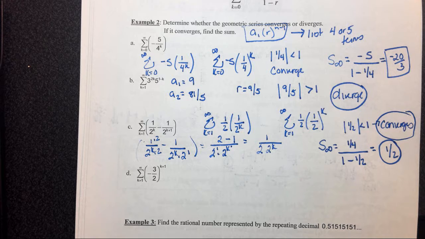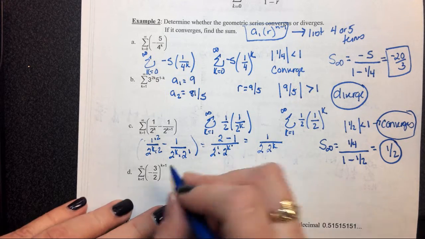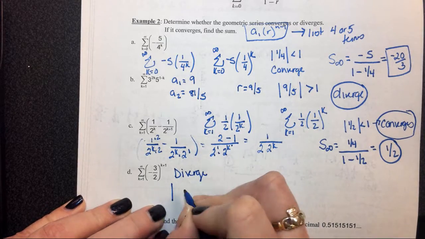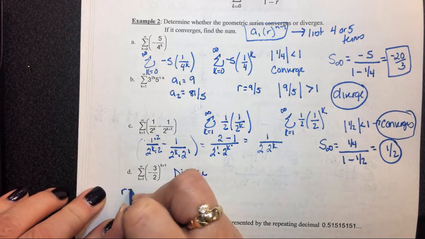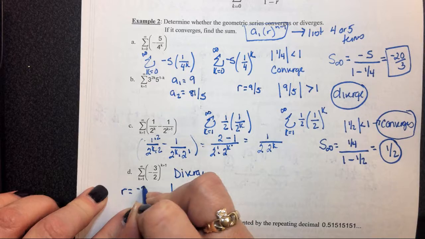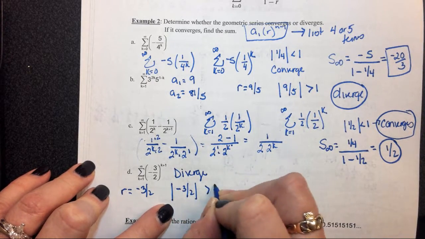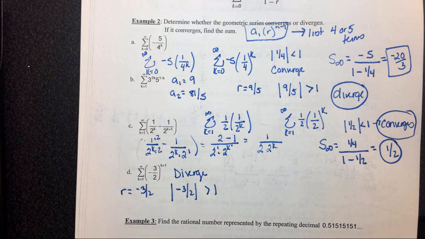Is this going to converge or is this going to diverge? Diverge, I agree. Why is it going to diverge? What is your common ratio? The common ratio here is what? Negative 3 over 2. The absolute value of negative 3 over 2 is going to be greater than 1. Okay? So any questions, if you've got a geometric series, how do you know whether or not it's going to diverge or converge?